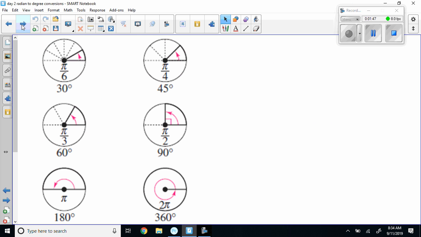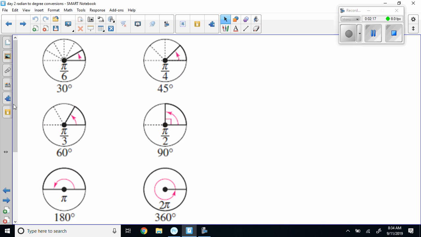Now, let's look at these. We talked about the degrees, and we talked a little bit about radians, right? So I want you to understand. Do you have to draw all these? No. Here's what I would do. I would say pi over 6 is equal to what? 30 degrees. Pi over 4, boom, 45 degrees. I'd have all these down.